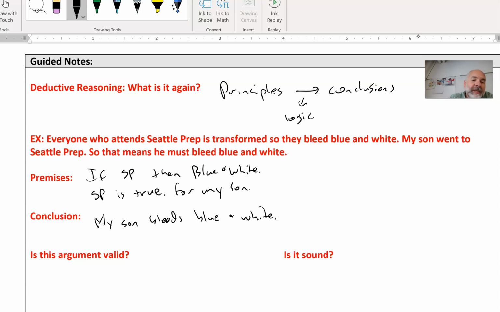Now there's a little bit of a difference between an argument being valid. I can't erase that, sorry. I don't know why my eraser's not working right now. I don't get it. Okay, moving on.